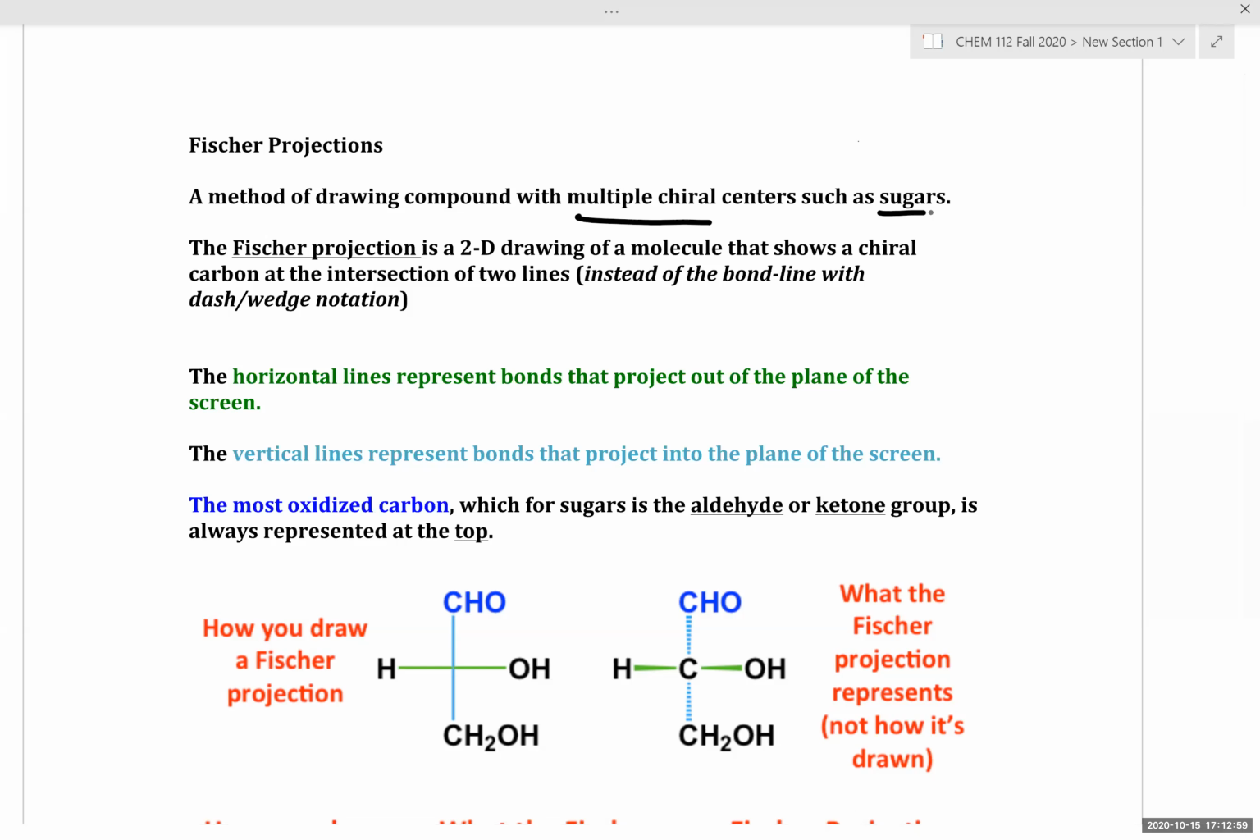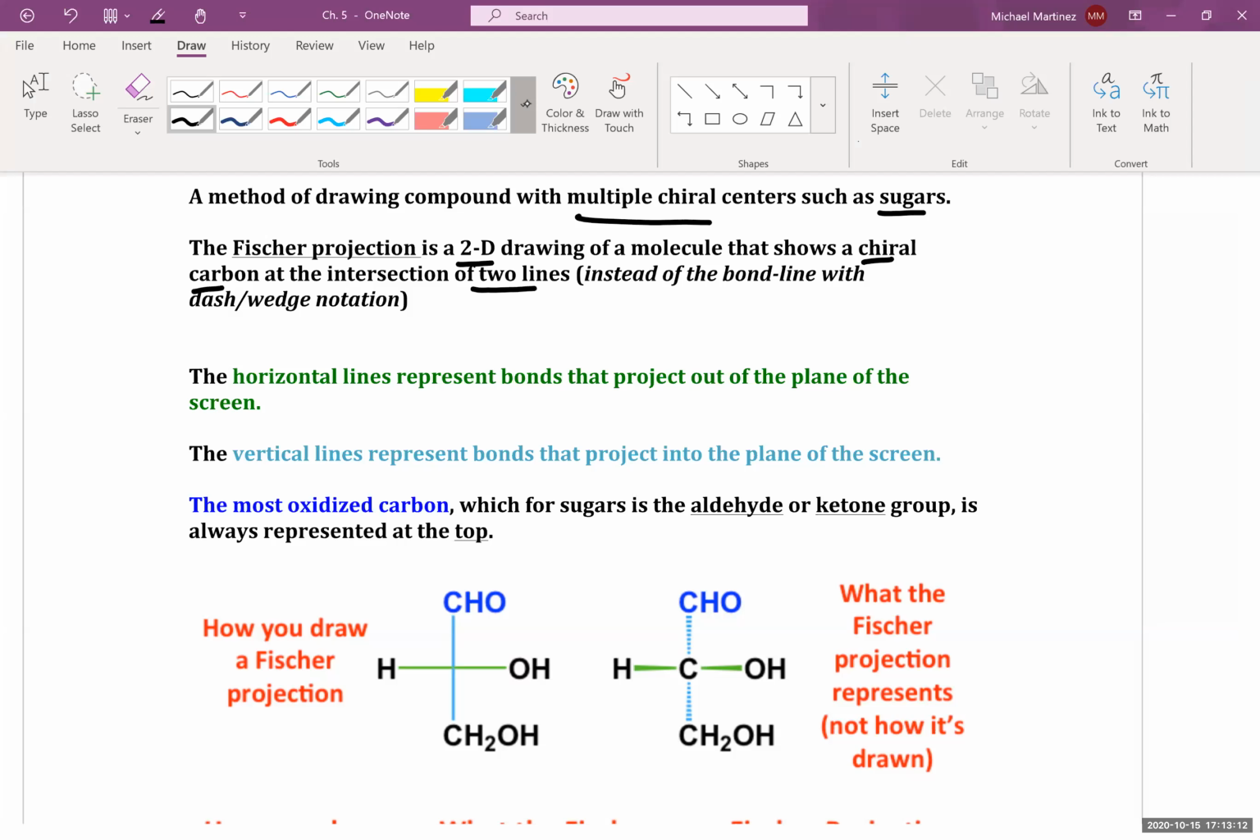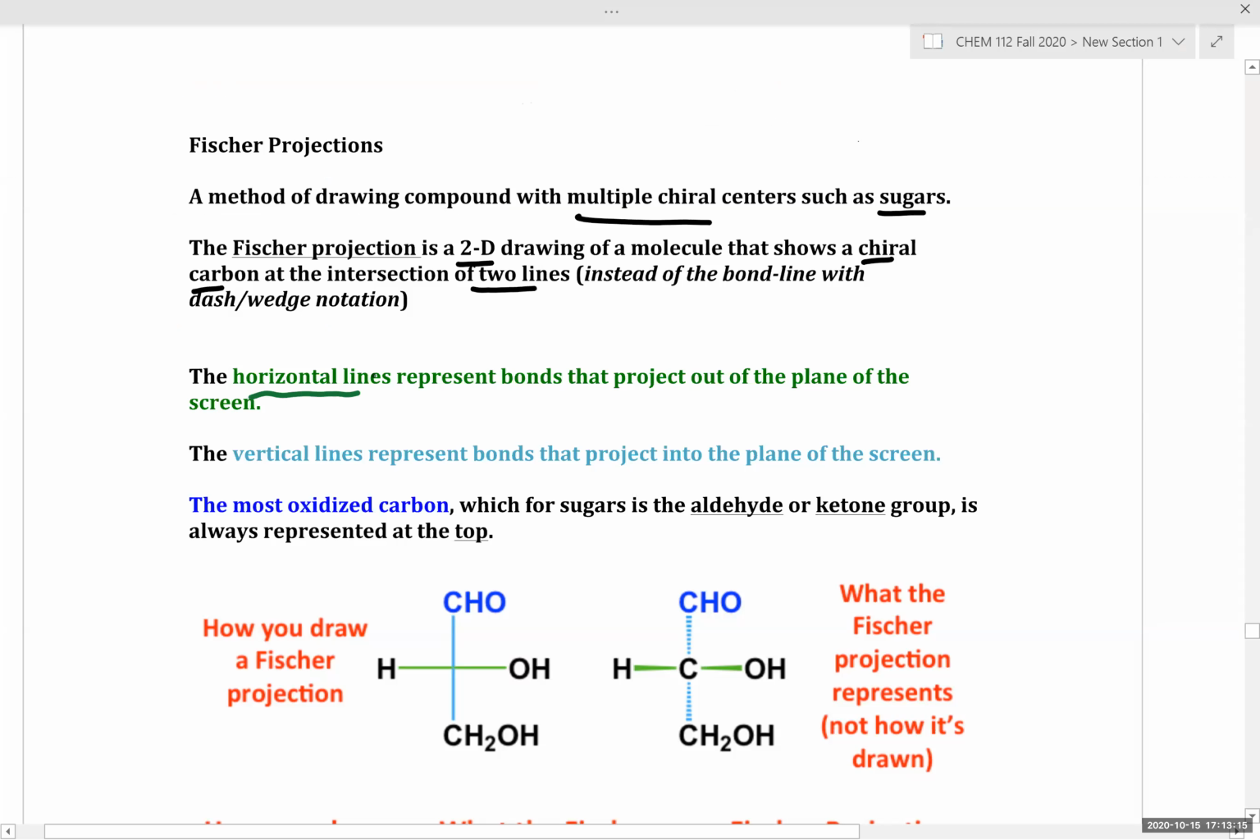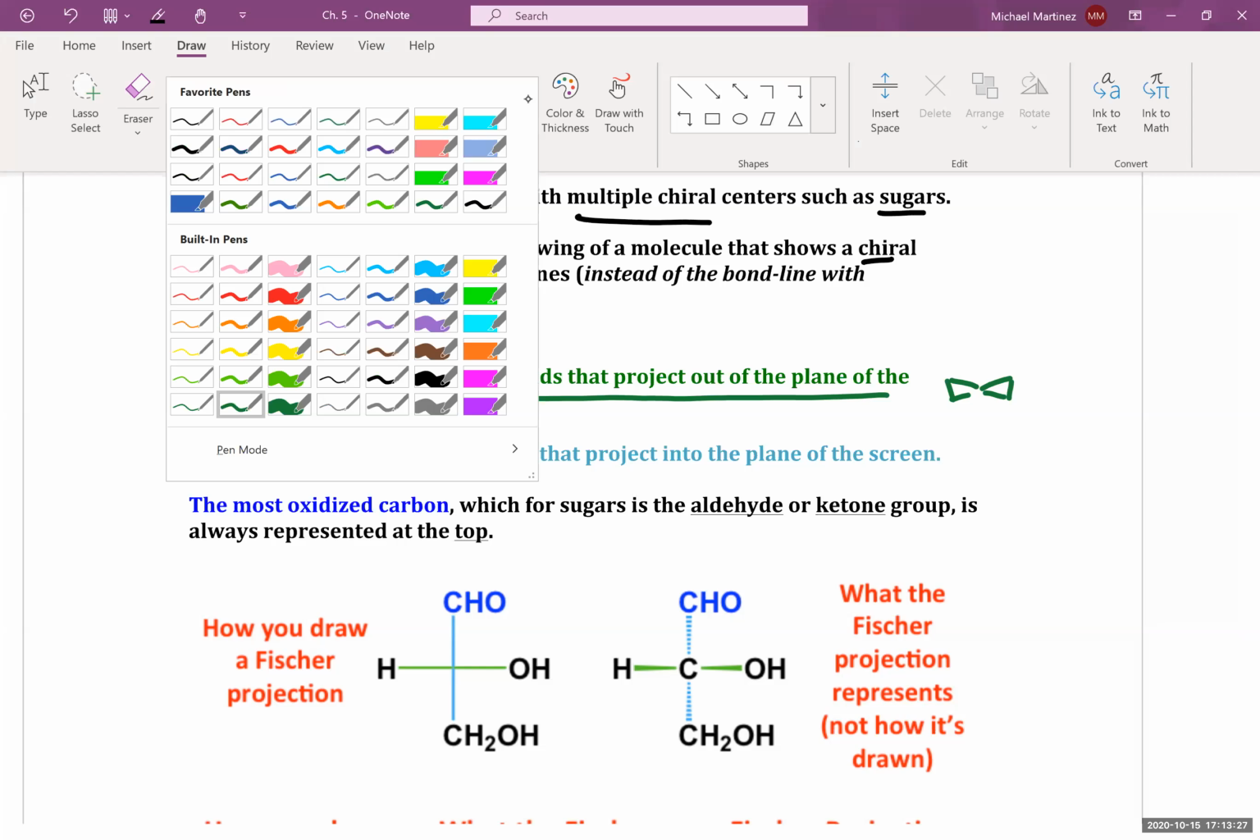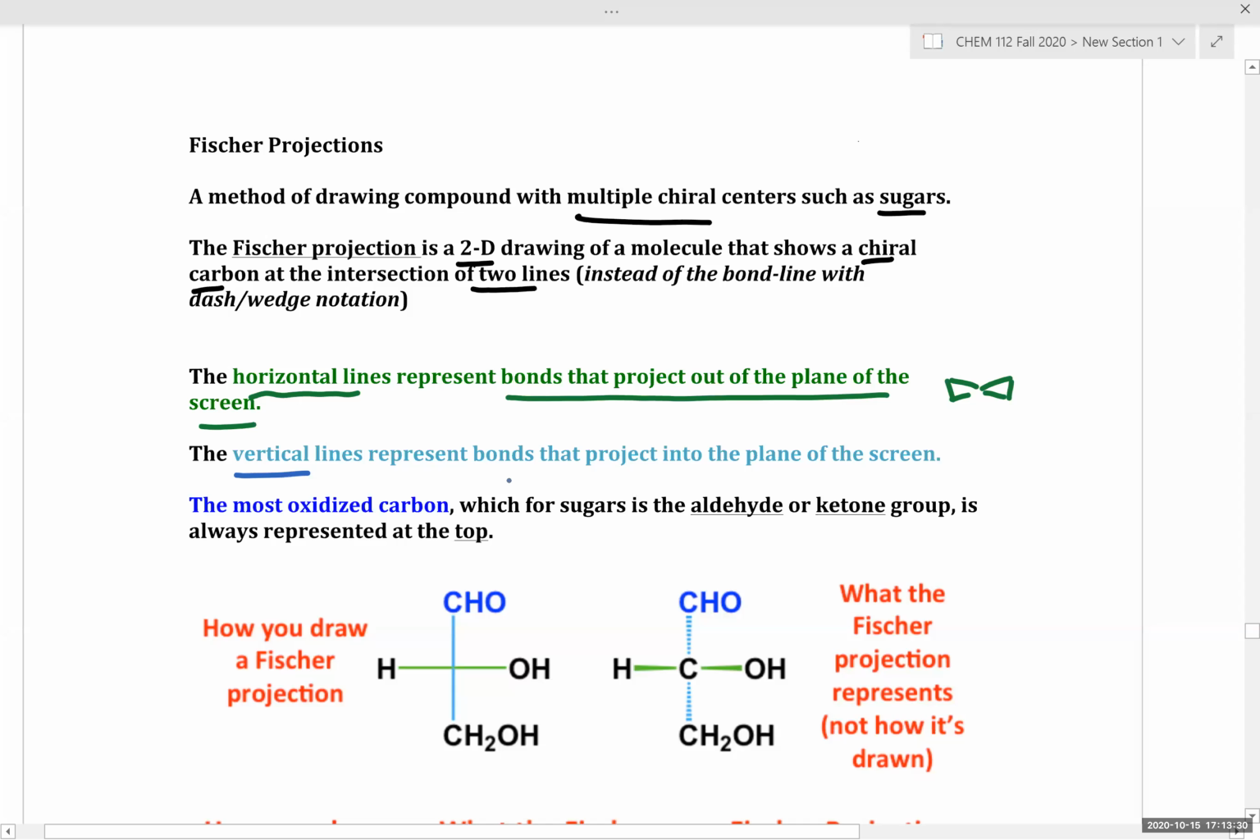So a Fischer projection is a 2D drawing of a molecule that shows a chiral carbon at the intersection of 2 lines. Now, when we think about a Fischer projection, the horizontal lines represent bonds that project out of the plane of the screen. So the horizontal lines can be considered wedges, while the vertical lines represent bonds that project into the plane of the screen. You can think of them as the dashes.